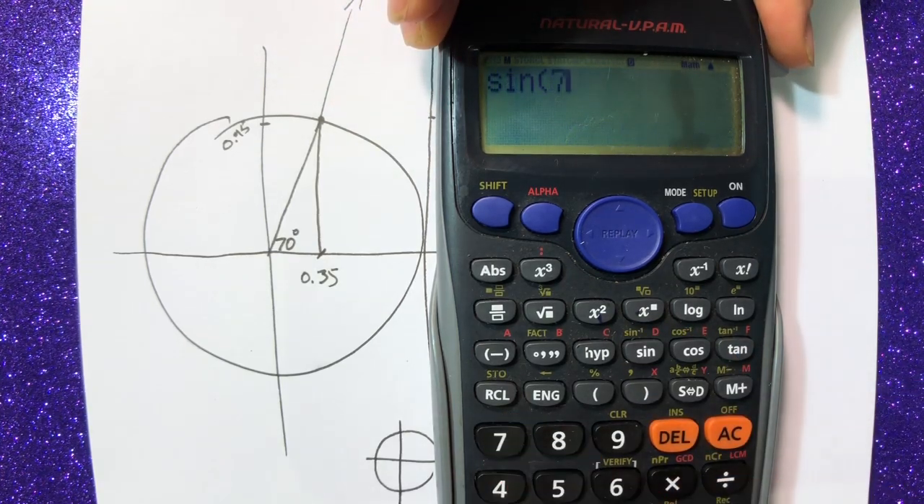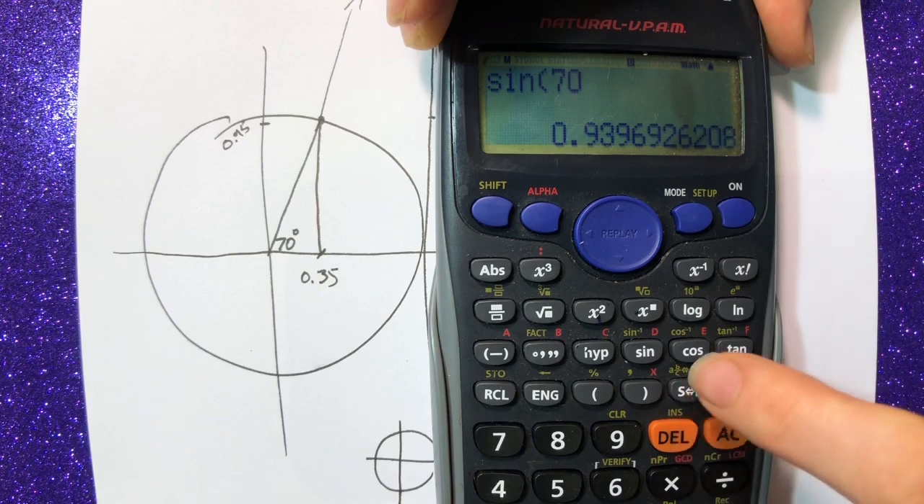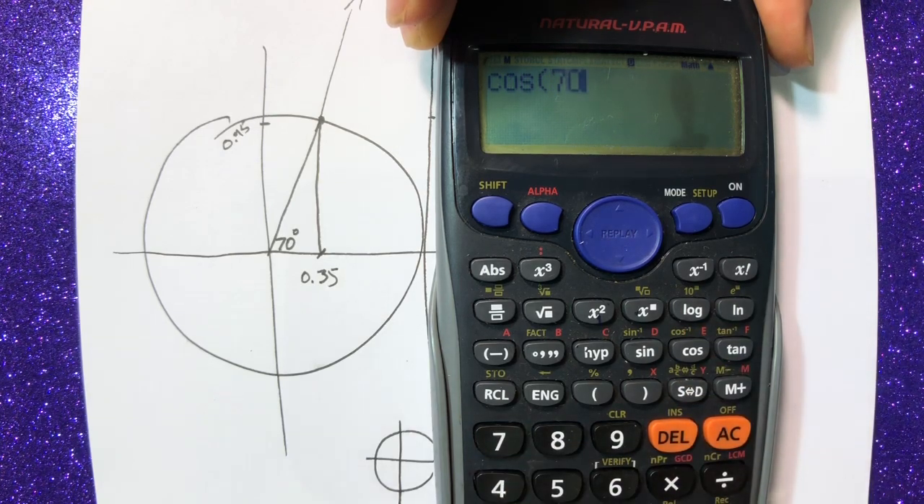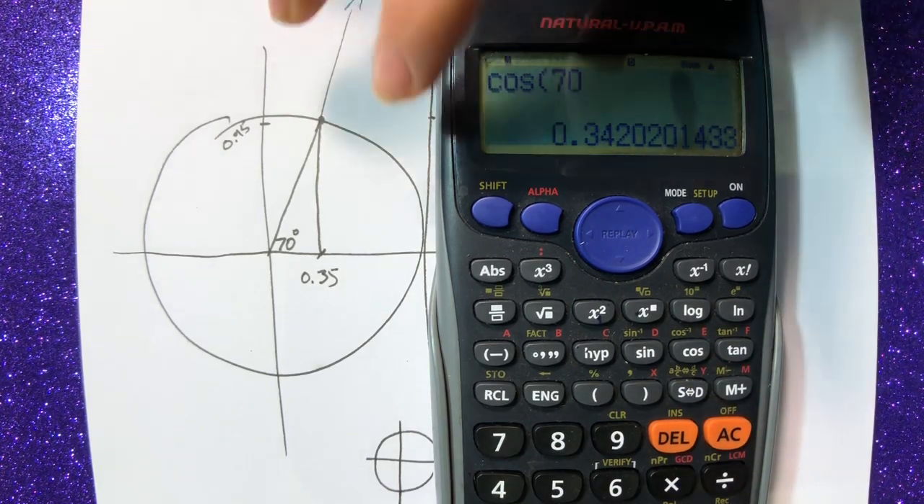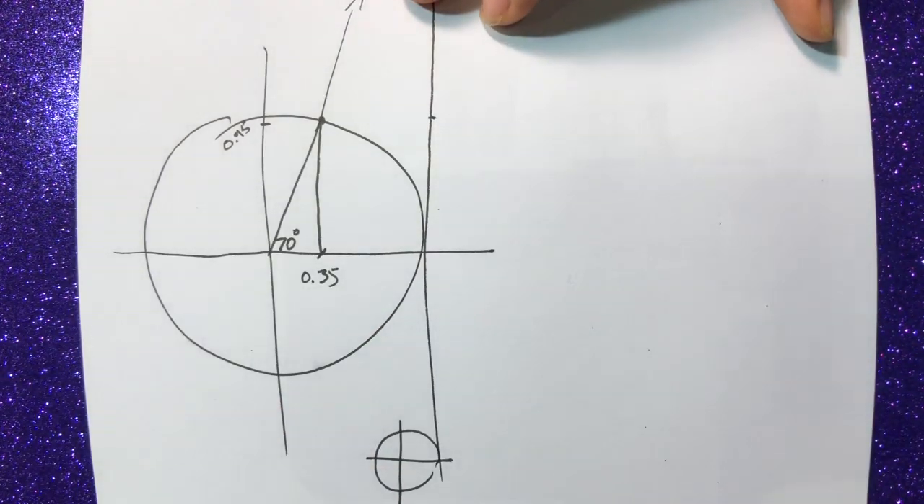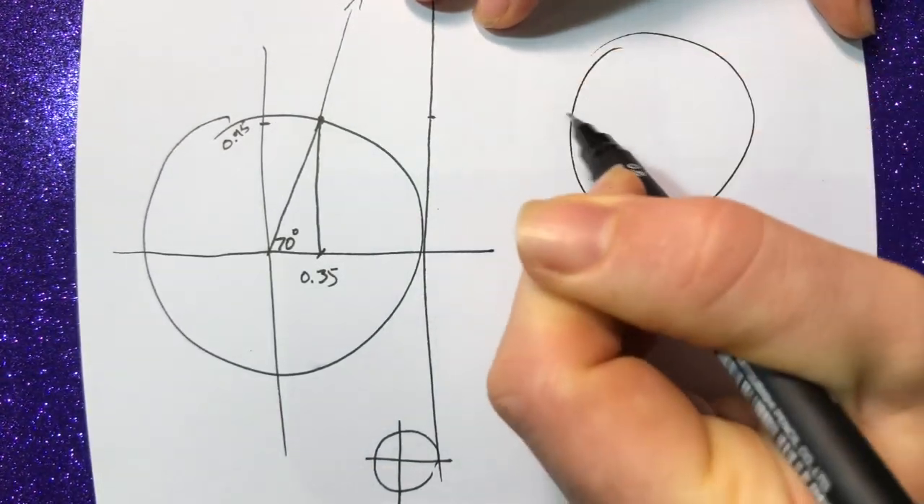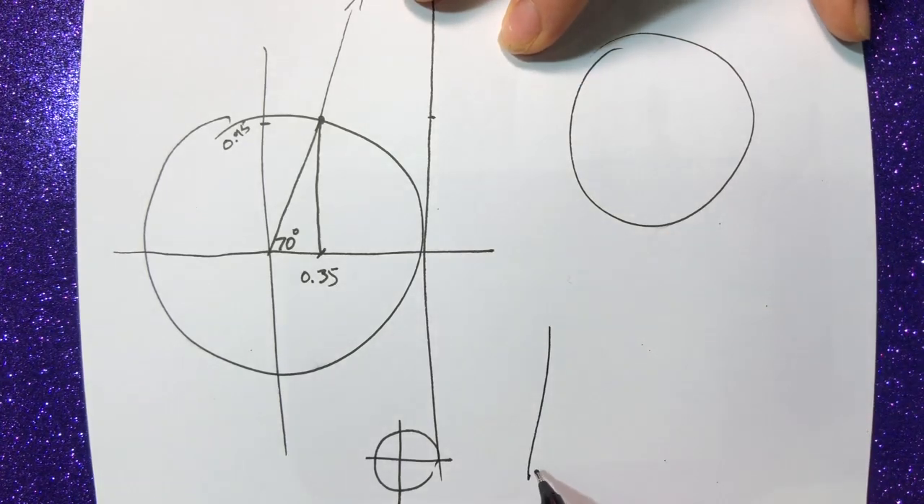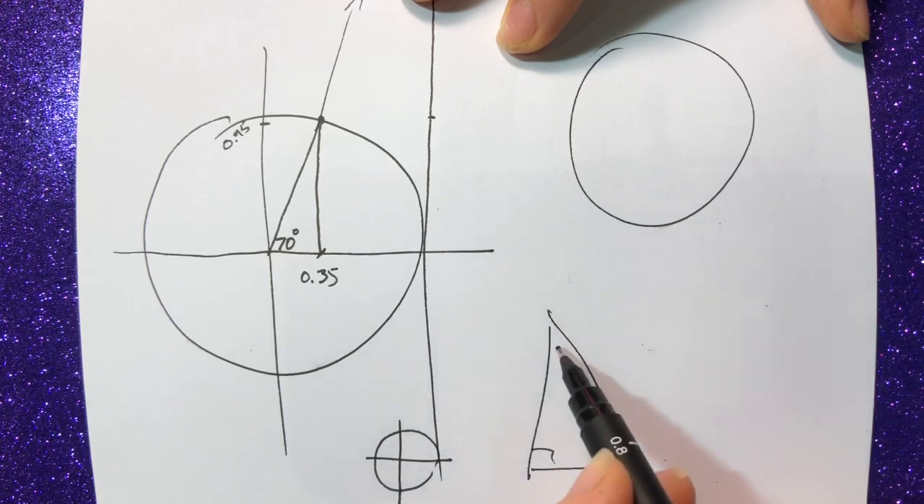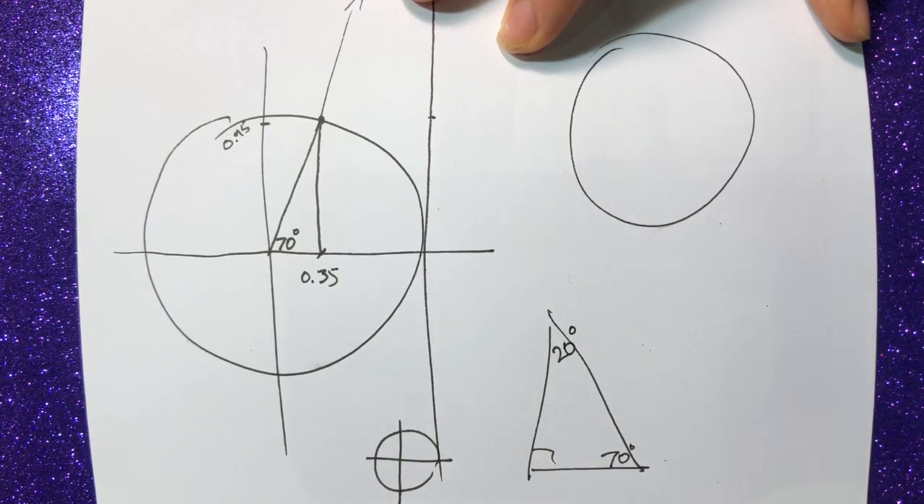Sine 70, 0.93, cos 70, 0.34. Now these ones I could predict already, because if you think about sine and cos of, I wanted a triangle here. If this was 70 degrees, this would be 20 degrees. So if the sine of 20 was this on this, that is the cos of 70.